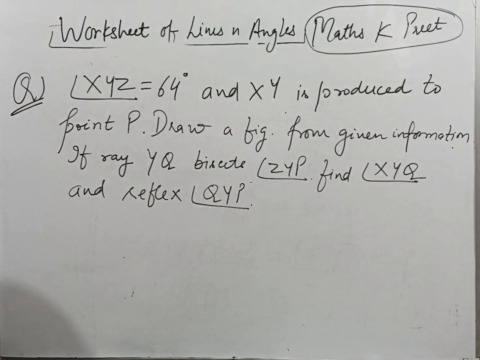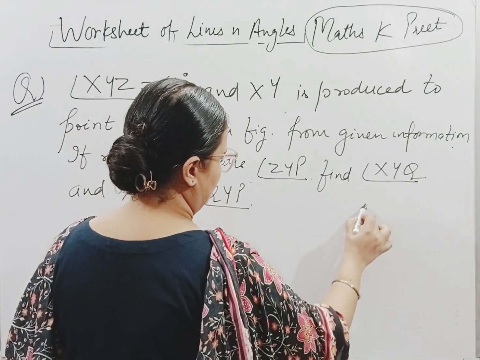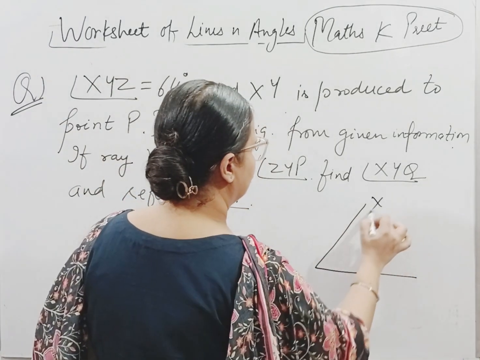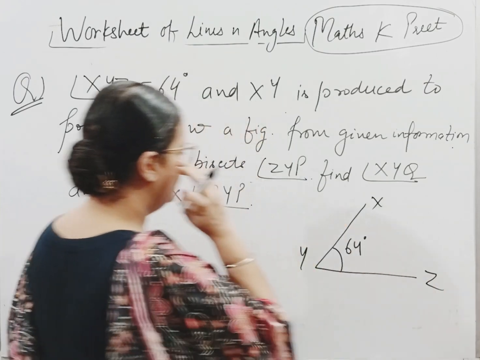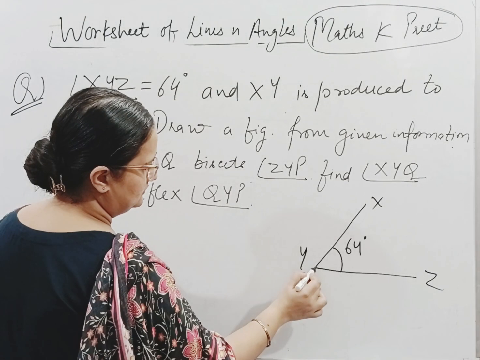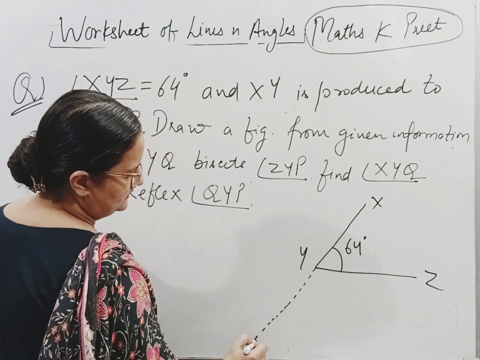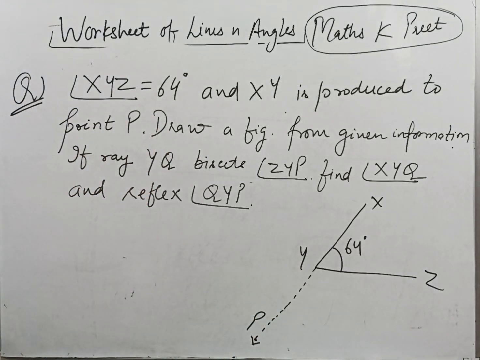So in the next question, only the statement is given, the figure we have to draw by ourselves. The statement is saying angle XYZ is equal to 64 degrees. So first we will draw angle XYZ 64 degrees. It will be somewhere like this, because it is an acute angle, so we will draw it like this. And XY is produced to point P. So we have to extend this line to point P. This is point P. So we draw a figure from the given information.